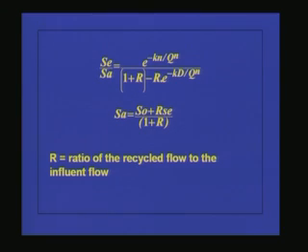And here Si is nothing but S0 plus R into Se by 1 plus R, because the loading or the total concentration of BOD going to the system will be different from whatever is coming in the wastewater, because some sort of dilution will be taking place. So that is what we are calculating here. Si is the applied BOD, that is equal to S0 plus R into Se by 1 plus R, where R is the ratio of the recycled flow to the influent flow.